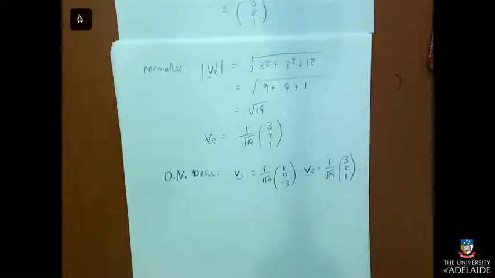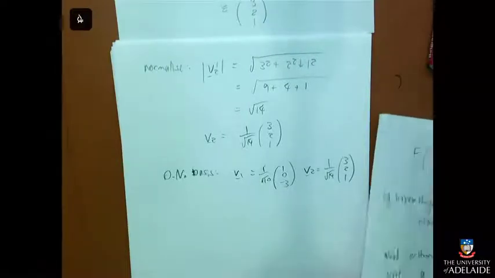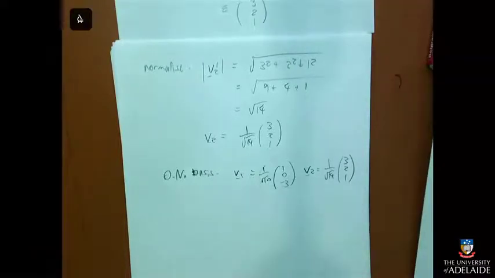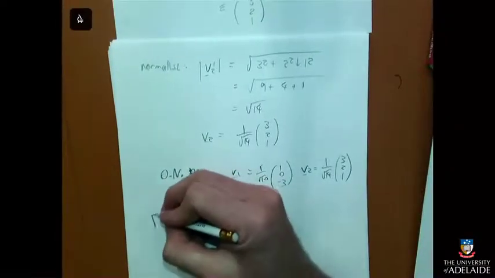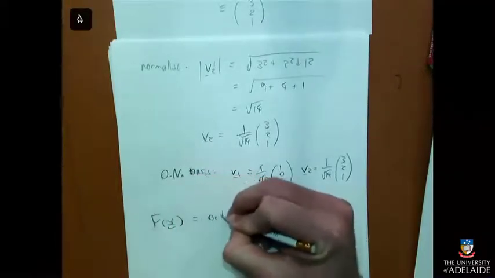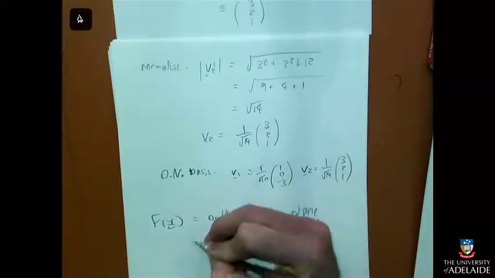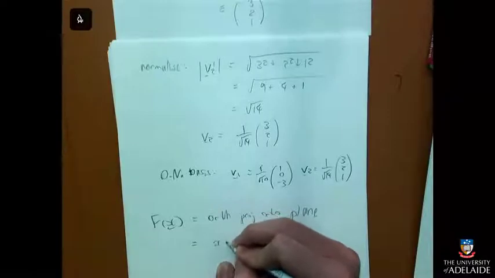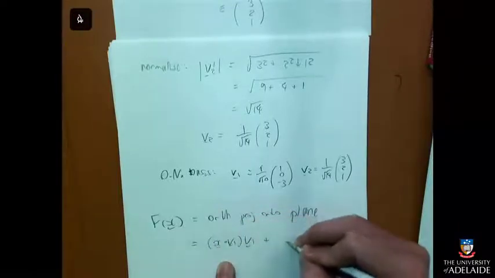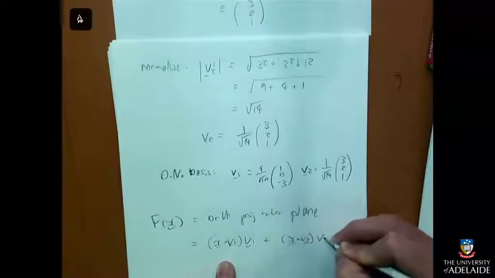I'm not even done yet. So what have I done? I've found an orthonormal basis for this plane. Okay, and my goal was what? To find a matrix for my linear transformation, which was the orthogonal projection. The way you do orthogonal projection is that you dot the vector with the basis and multiply those numbers by the basis. So F of x, the orthogonal projection onto the plane, will be x dot V1 times V1 plus x dot V2 times V2.